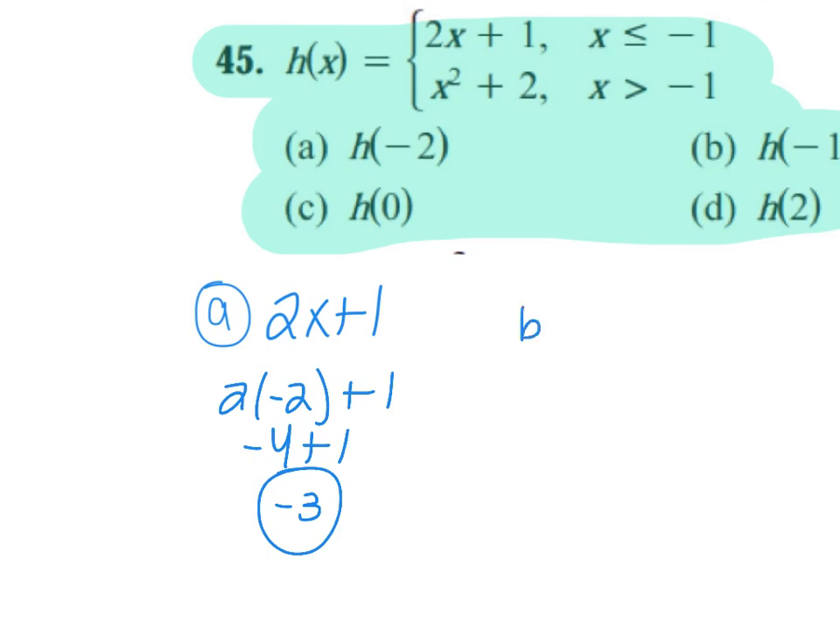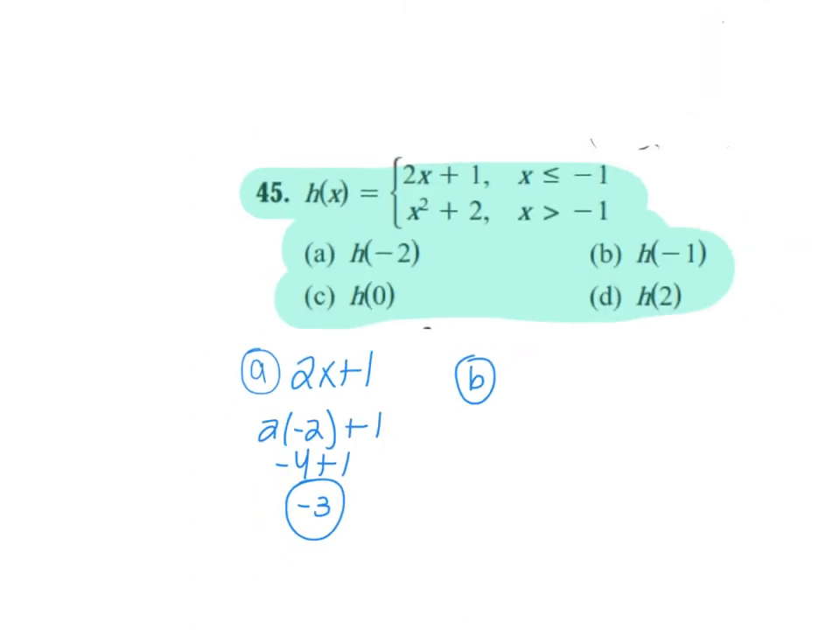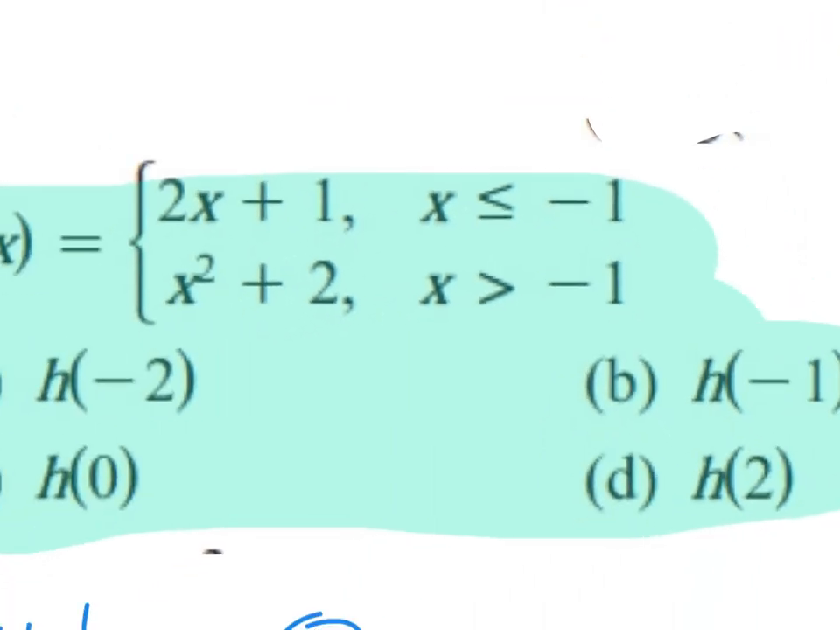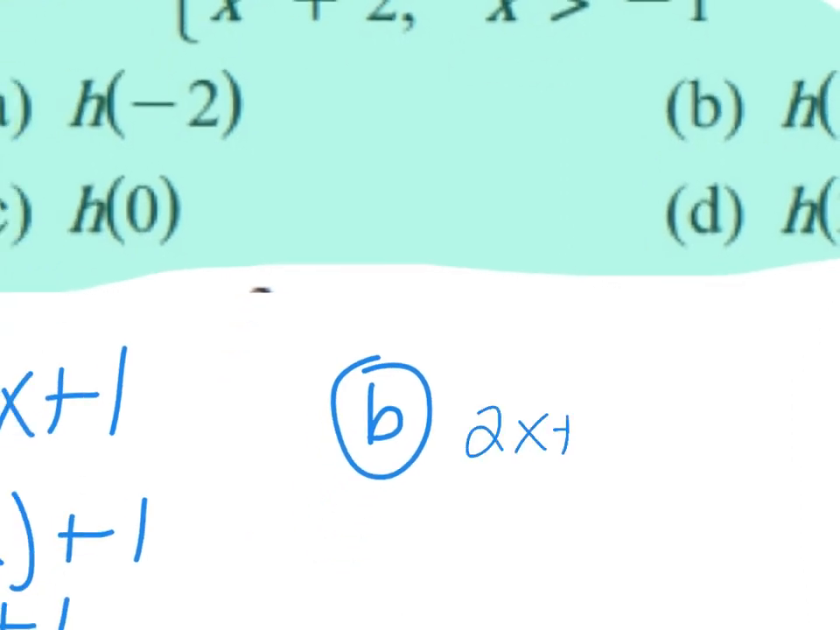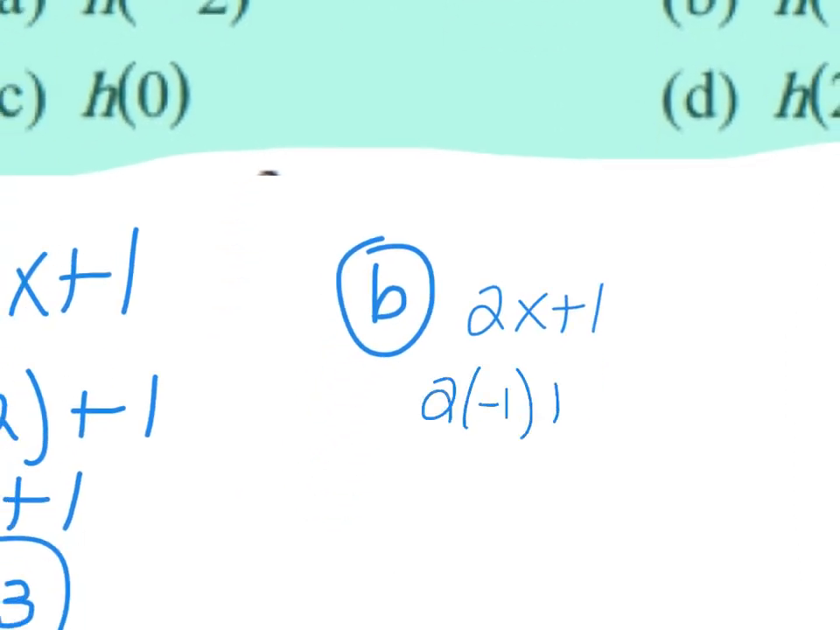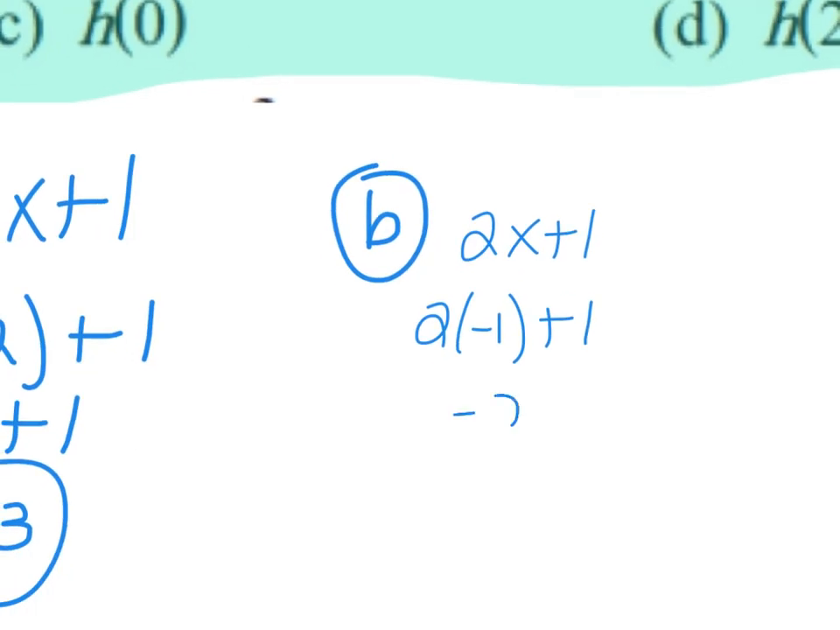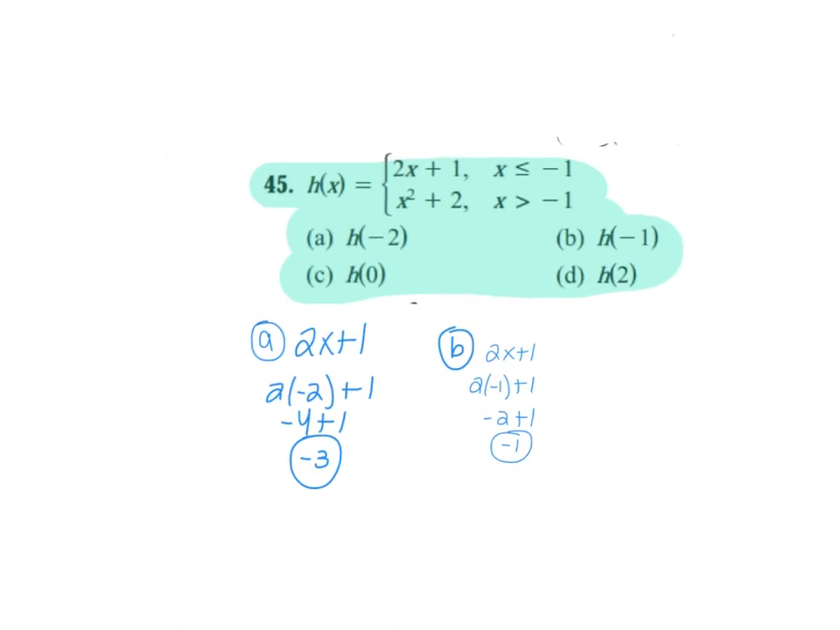So if I look at B, I figure out where the -1 falls in my parameters. Is -1 less than or equal to -1, or is it greater than -1? It's less than or equal to, so I'm going to use the top one again. So it's 2x plus 1. So 2 times -1 plus 1. What's 2 times -1? -2. Plus 1 is? -1. There you go. That's a tough one. Just be careful. You guys have a calculator. I don't care if you put that in your calculator. That's smart. It's smarter to do than just make a silly mistake, because I guarantee you the silly mistake that you make will be an answer choice.